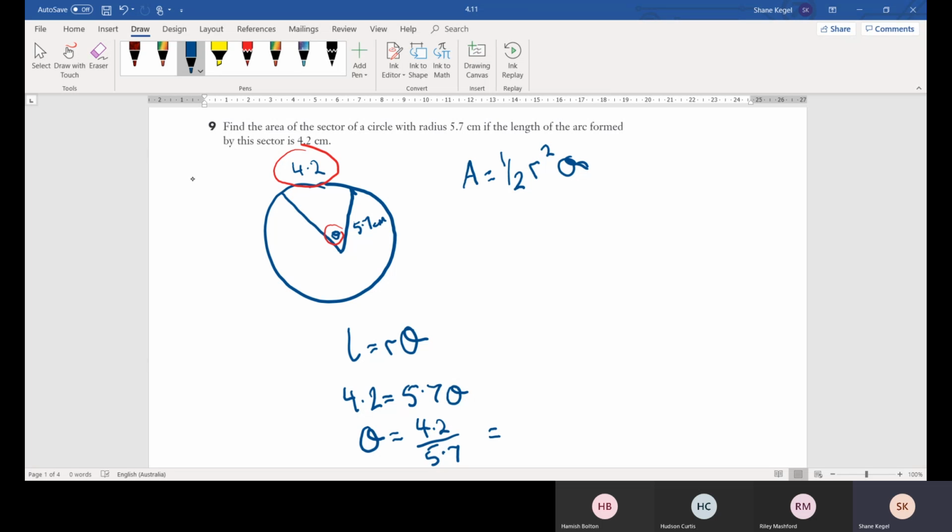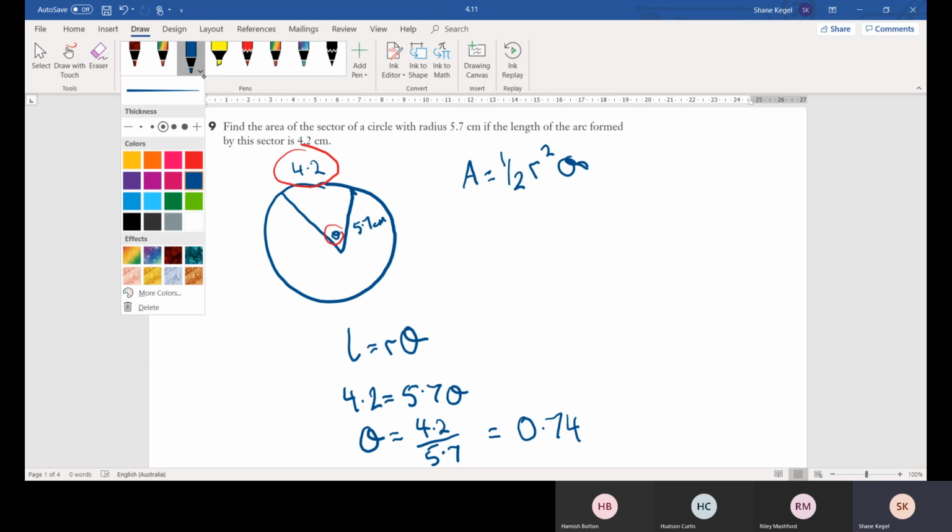It doesn't say anything about needing an exact form or anything, so I'm going to leave it in its decimal form. So 0.74 radians. Okay, so now I've found my theta. I can plug that into my original formula, and I can solve to find my area.